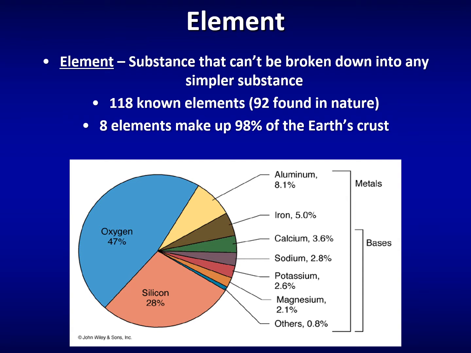There are 118 known elements, about 92 found in nature. An element is a substance that can't be broken down into any simpler substance. As it turns out, only about 8 elements make up about 98% of the Earth's crust. As you can see in the pie graph below, the most abundant element in the Earth's crust is oxygen at 47%. The second most abundant is silicon at 28%. And then there are smaller amounts of others.